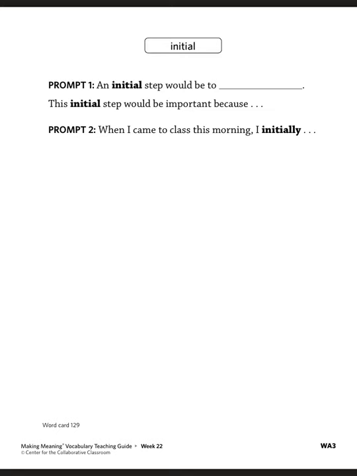If we add the suffix ly to initial, we get initially. The word initially would mean what you did or when you did it first. So think about before you started your e-learning today. Use prompt 2 to describe what you did initially. Pause, turn and talk to your partner.